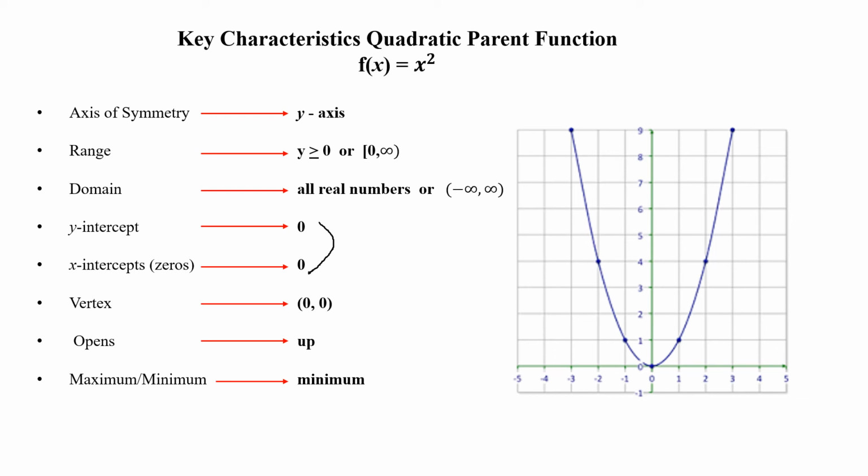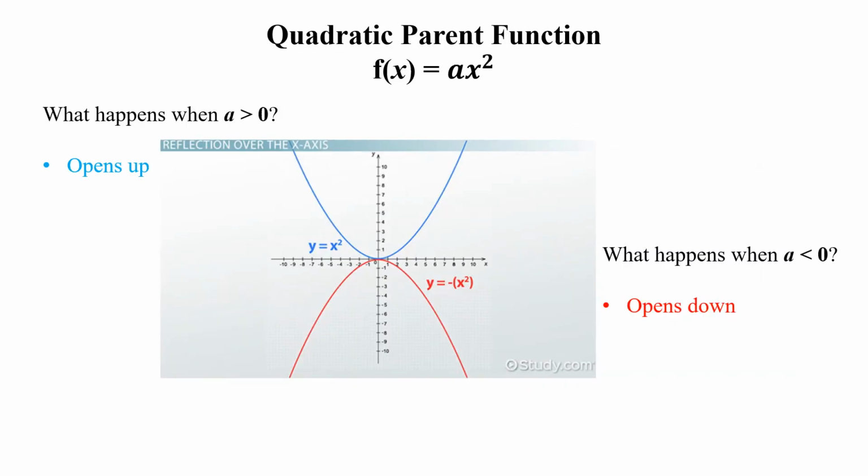And the minimum and the maximum in this case, since it's opening upward, there is a minimum point. If it opens downward, then there's a maximum point. So we look at the quadratic parent function and you look at the two graphs together, notice that they are reflections of each other. They're reflecting over the x-axis.